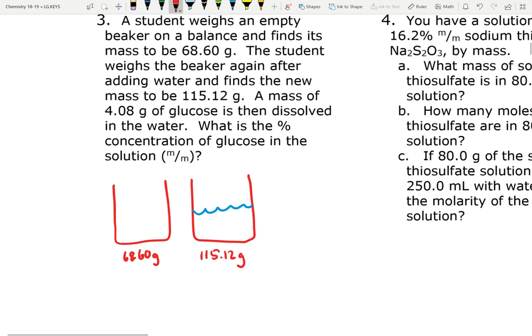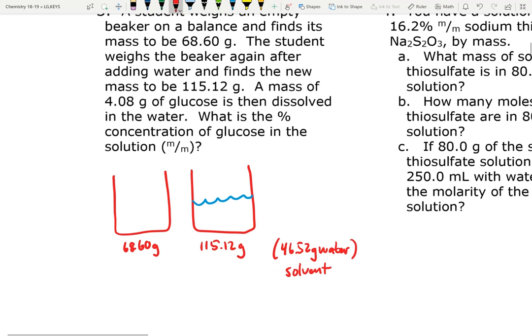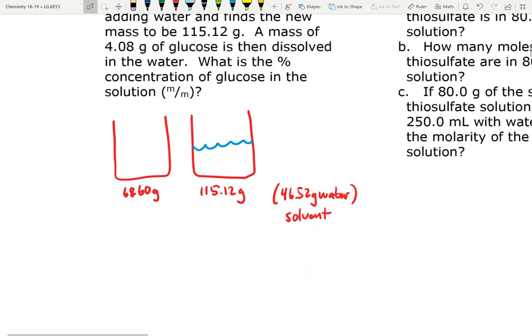So just by subtraction of those two, we should be able to figure out exactly how much water is there. So you just subtract those two. And after you do, that represents then 46.52 grams of water that's been put into that beaker. That's how much it increased, right? So that's our solvent in this case. Whenever we see water in one of these problems, it's helpful to remember that the water is the solvent that's going to do the dissolving almost every time.